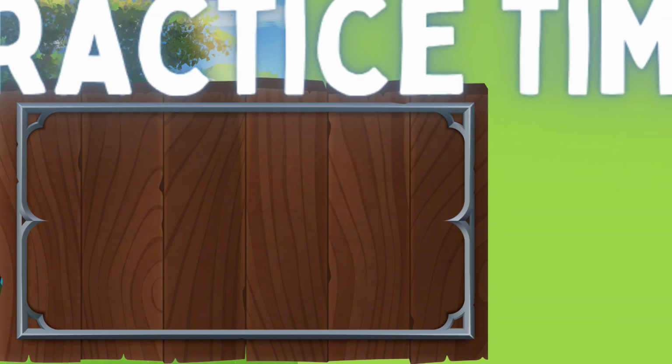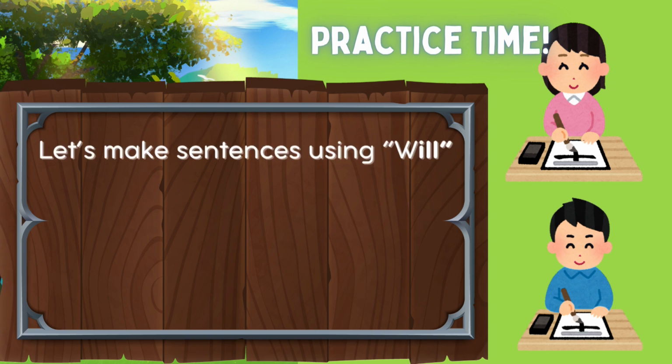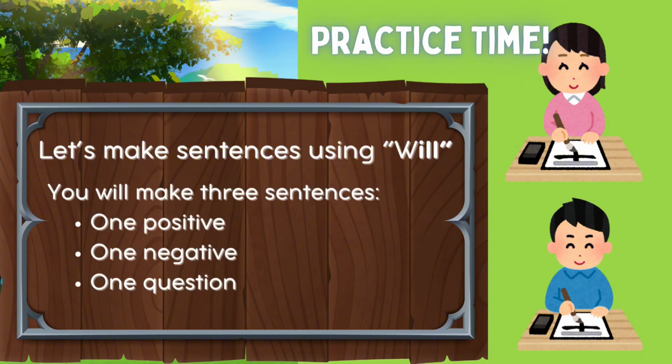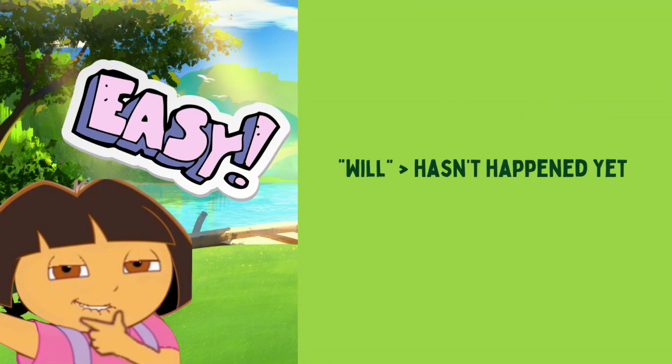Okay everyone, now it's practice time. We have learned how to use will, right? So now let's make your own sentences. You will make 3 sentences, 1 positive, 1 negative, and 1 question. Don't worry, it's super easy. Remember, we talk about something that hasn't happened yet, something in the future. So when you use will, imagine you are talking about something that's going to happen later.